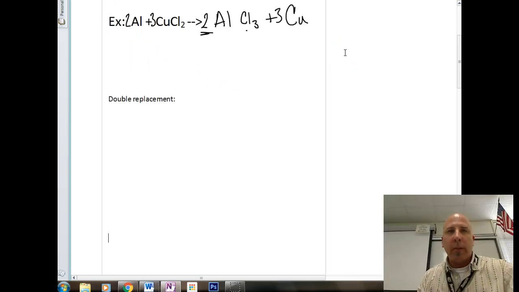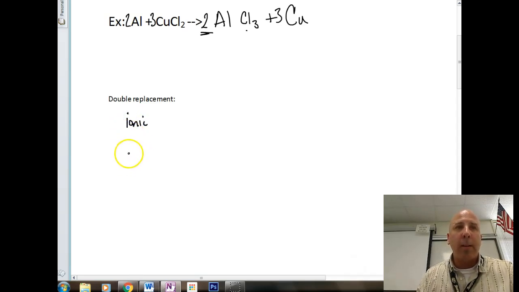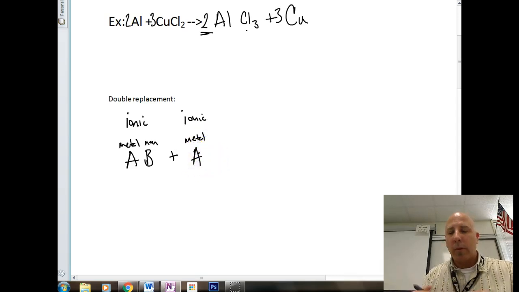The next type of reaction we will talk about are double replacement reactions. Remember, double replacement reactions typically involve an ionic compound, of course, made of a metal plus a nonmetal bonded together. And then we're going to have another ionic compound with a metal. Let's use another variable here instead of A. We use the variable C bonded to a nonmetal.